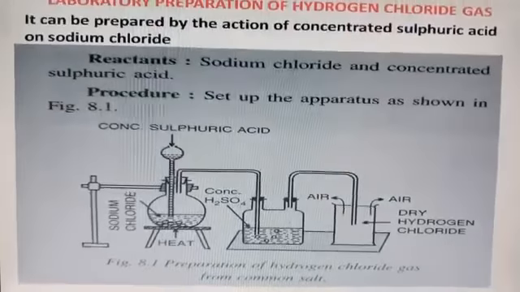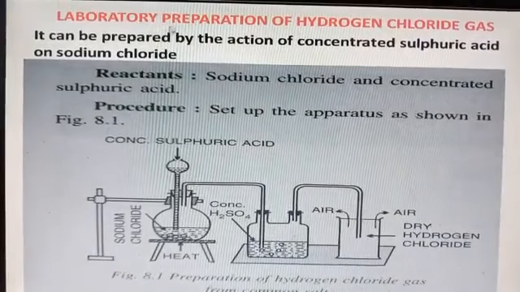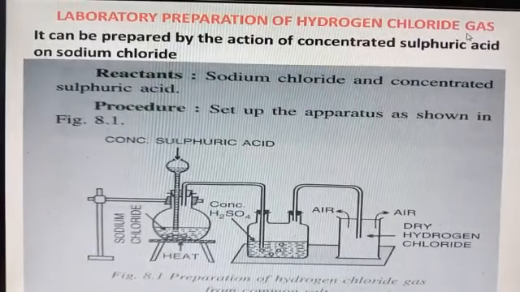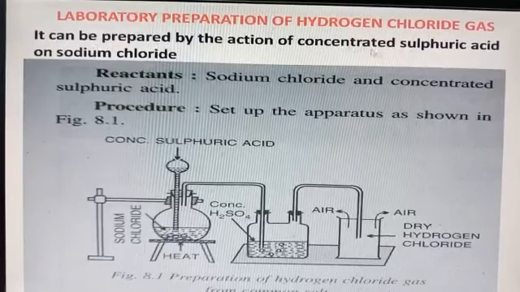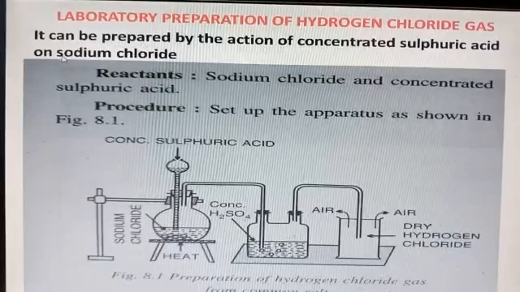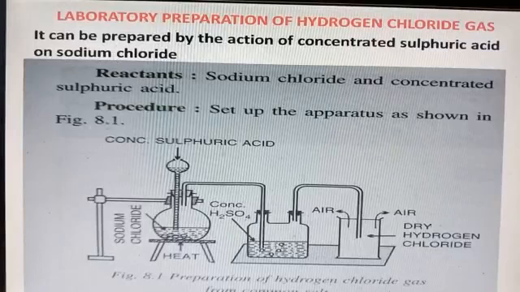Then let's see how we prepare hydrogen chloride in the lab. Lab preparation of hydrogen chloride gas. How do we prepare hydrogen chloride gas in the lab? It can be prepared by the action of concentrated sulfuric acid on sodium chloride. That means hydrogen chloride gas is prepared by reacting sodium chloride with concentrated sulfuric acid.